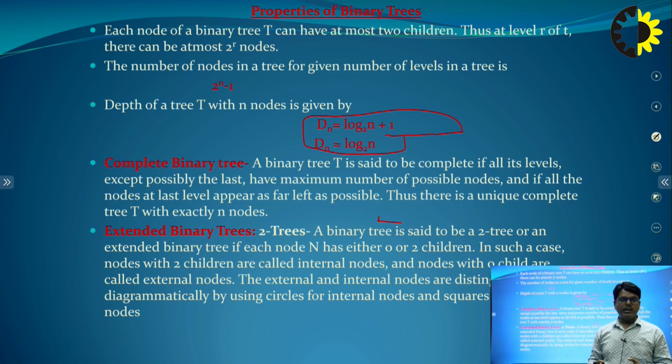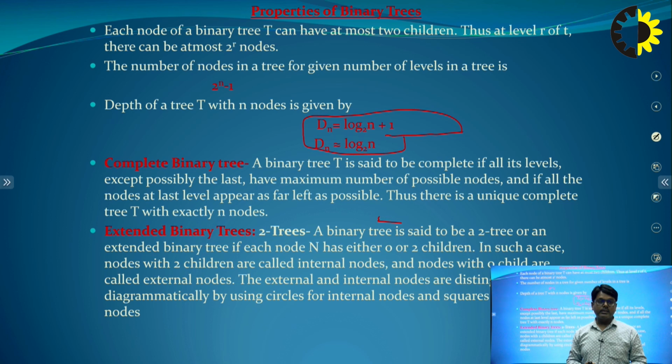Now, the definition of a complete binary tree. What is a complete binary tree? A binary tree T is said to be complete if all its levels, except possibly the last, have the maximum number of possible nodes, and if all the nodes at the last level appear as far left as possible. Thus there is a unique complete tree T with exactly n nodes. This is what the definition explains here.